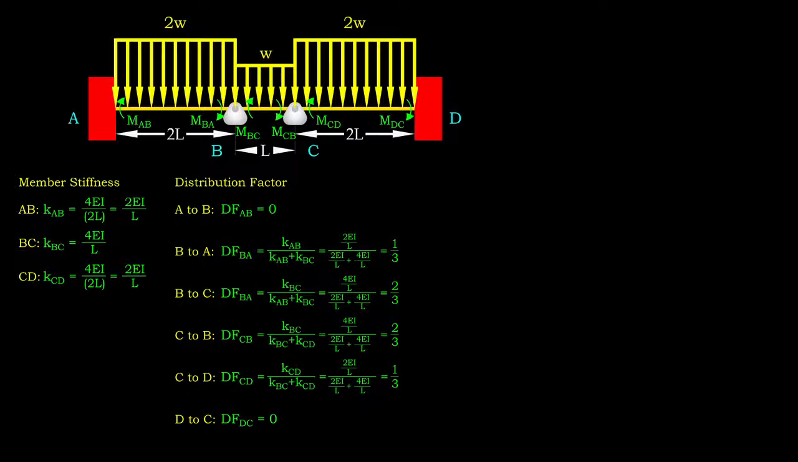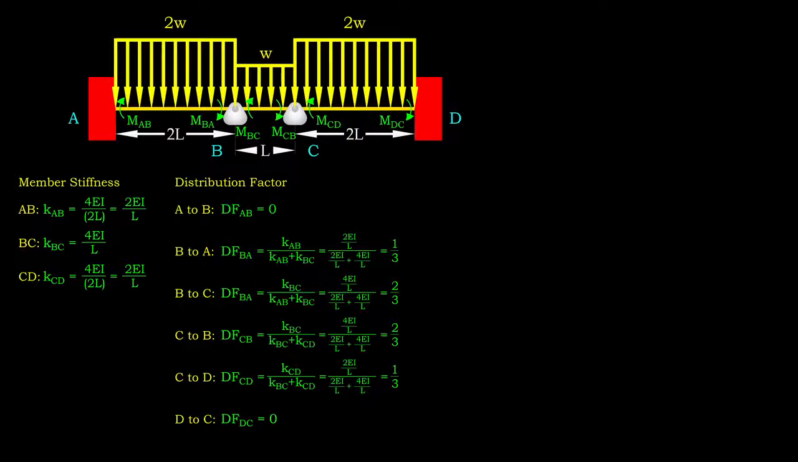At joint A, AB, which denotes the distribution of moment at node A to B is 0. This is because the fixed support can carry moment, and there is no need for it to distribute the applied moment elsewhere. Same goes to DC when we are looking into node D.